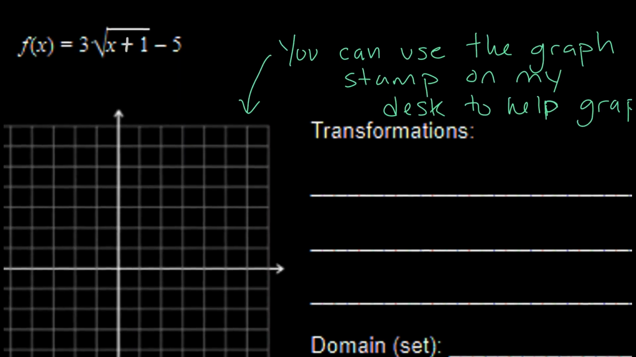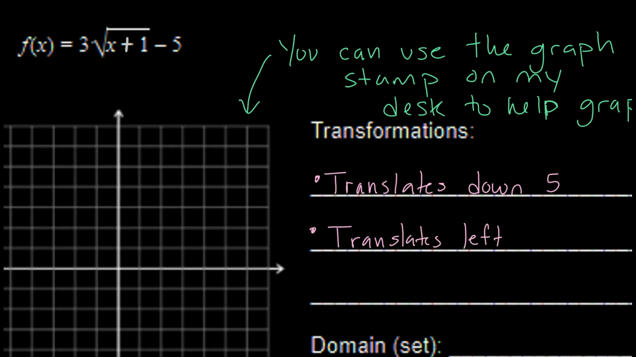So over here I would put translates down 5, and also translates, what'd you say, Roman? Good. Left 1. The plus 1 means we go left 1. What else is happening to this function? Not translating up 3. Yes, it's a vertical stretch by 3.